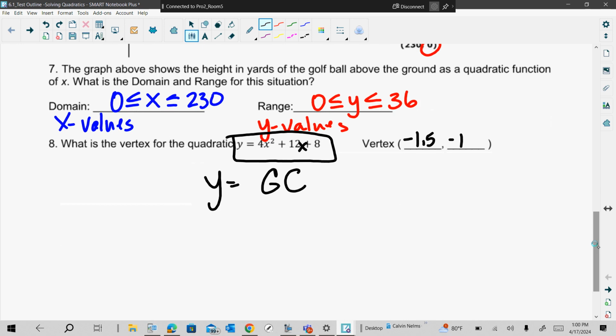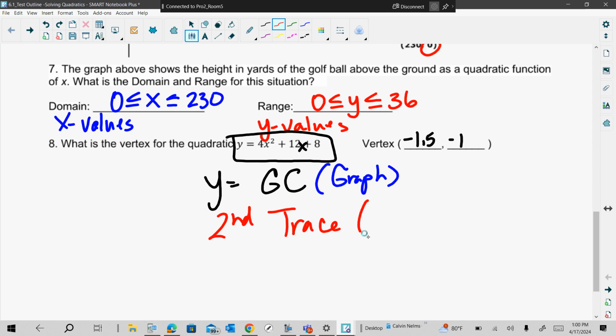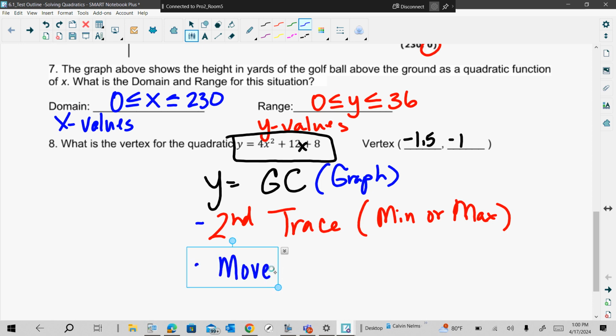Okay, yeah, so you do y equals, you put it in the graph, right? You hit the graph. You have to now hit second trace. And then you have to pick minimum or max. It just depends on your graph. After you do that, you have to do left bound, or I'm going to say move cursor. I don't have the cursor. Then move it until it shows it. Hit the arrow, keep holding or moving the arrow until you see the cursor pop up.